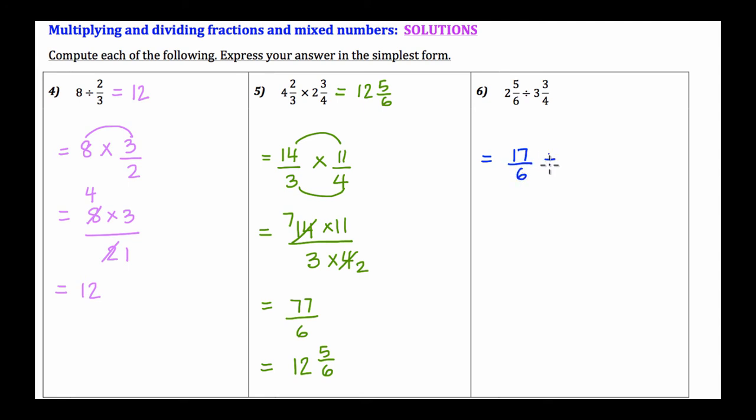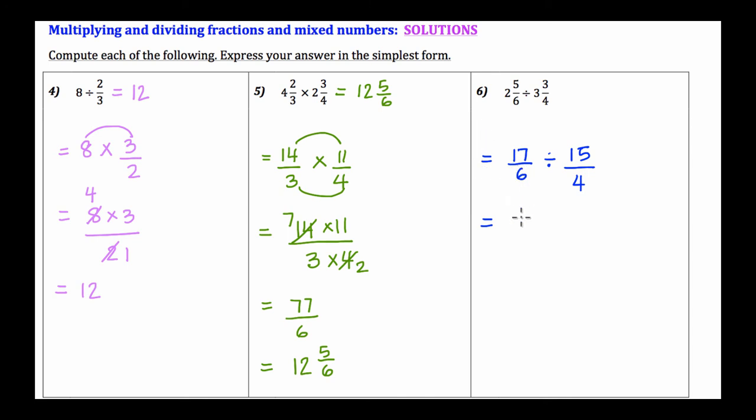We haven't yet started actually dividing. We're still just converting these mixed numbers into improper fractions. So 3 and 3/4 is 15/4. Now that we have converted these mixed numbers into improper fractions, we'll start the division.